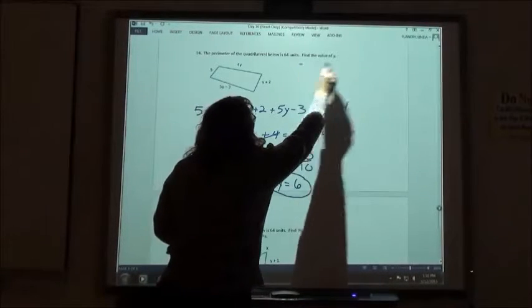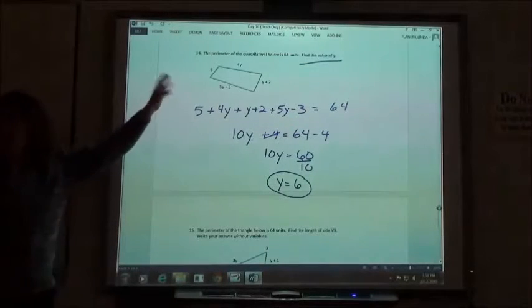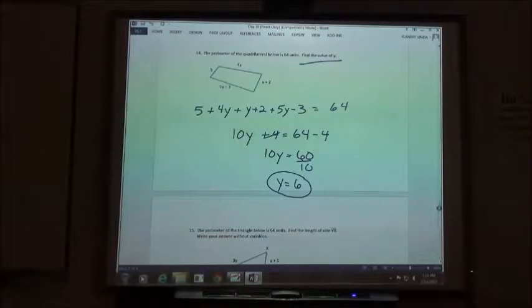Now this one does say find y. It didn't go back and say find side whatever. They don't even have their sides labeled. Just said find y. So we're done. We found y.